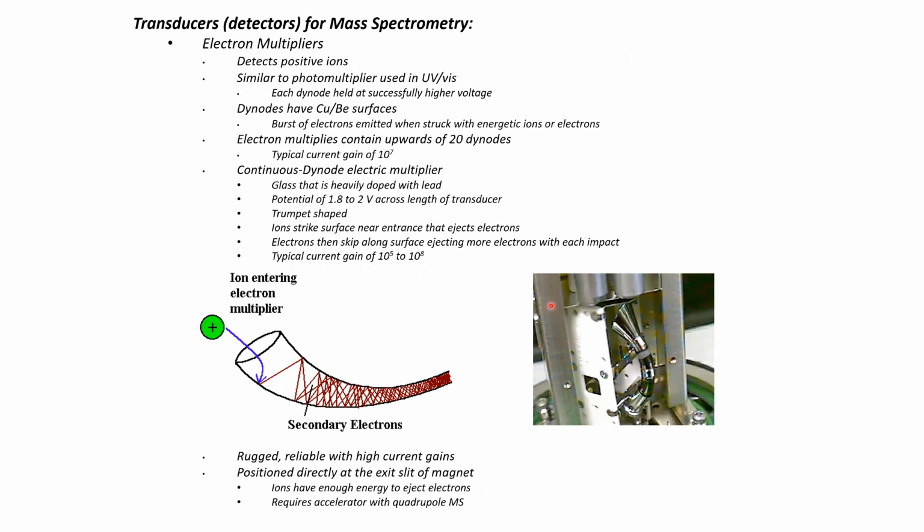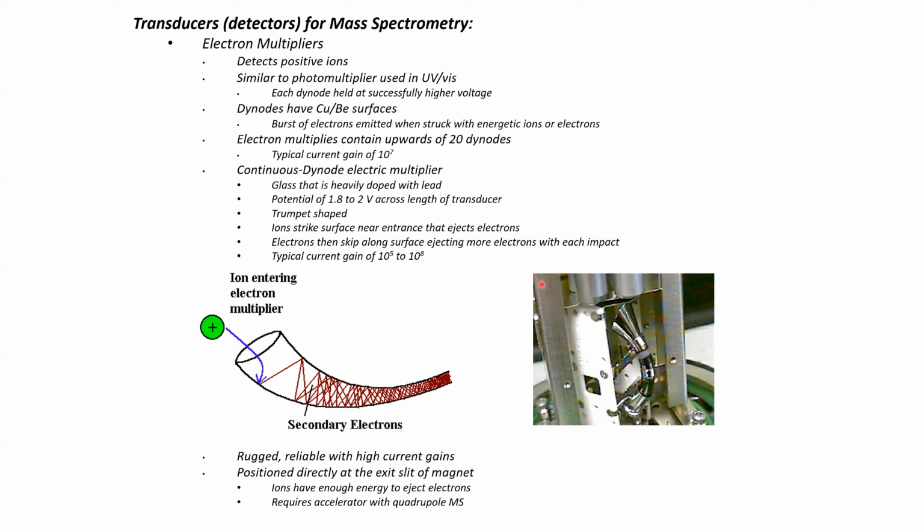Electron multipliers then. This detects positive ions, similar to the photomultiplier used in UV-vis. Each dynode is held at a successively higher voltage. Dynodes have a copper beryllium surface, so there's a burst of electrons emitted when struck with energetic ions or electrons. Electron multipliers contain upwards of 20 dynodes. There's a typical current gain of around 10^7, so more than a million. We have continuous dynode electron multipliers.